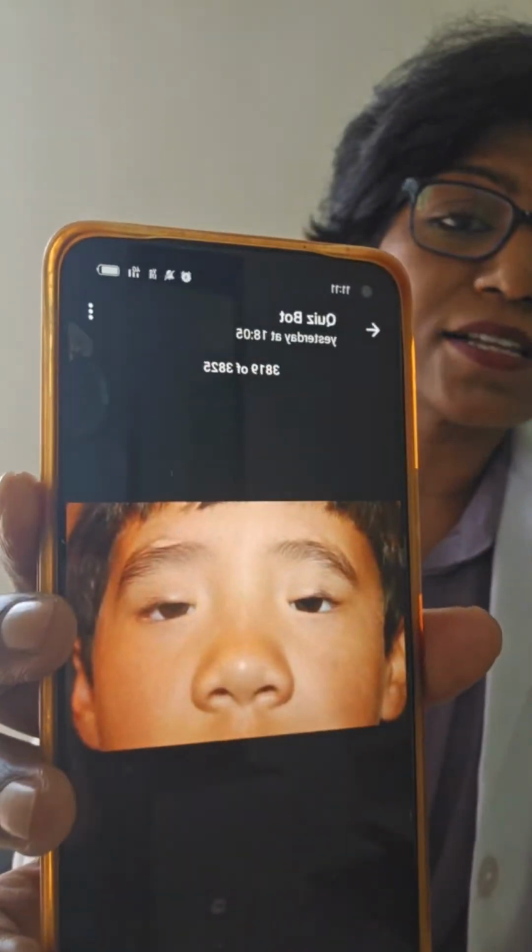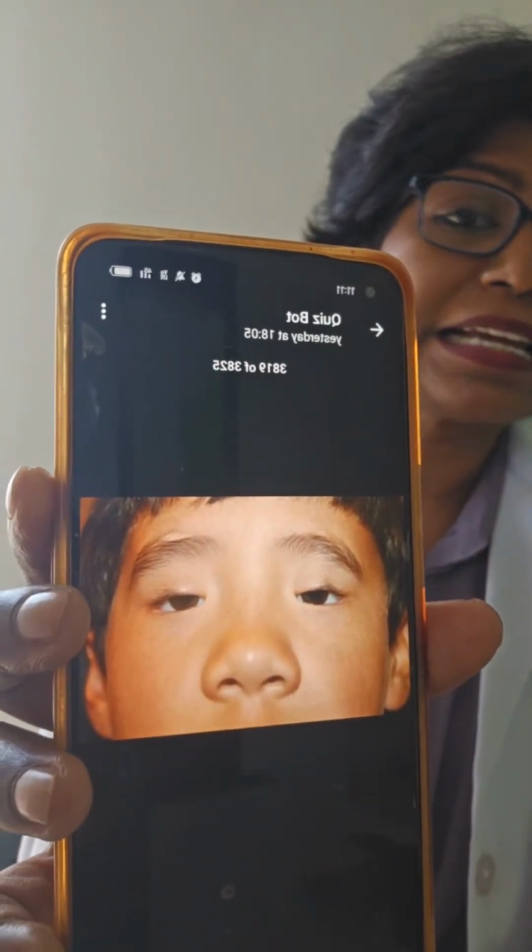Yes, when my eye is ptotic, obviously the palpebral fissure height will decrease. Yes or no? Yes. So the answer is in blepharophimosis epicanthus syndrome, which is this kid. Yes, there is no increased interpupillary distance. Interpupillary distance is normal. Is that clear?